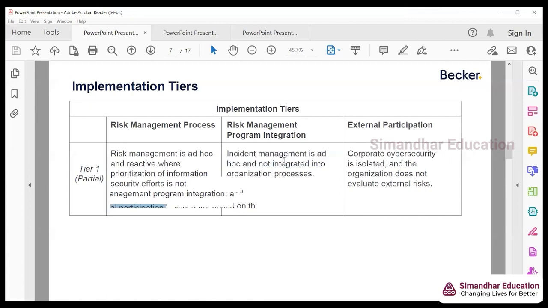The integrated program is also on an ad hoc basis. It's not integrated basically. What does integration mean? Okay, let me give you an example. Let's suppose, I don't know if you guys know about this term or not. In BC we used to talk about it a lot. It's called tone at the top. Can anyone guess what it means?